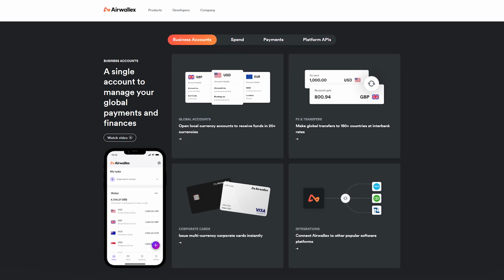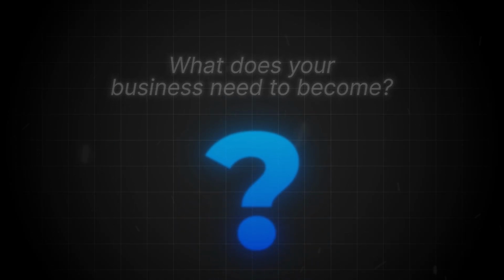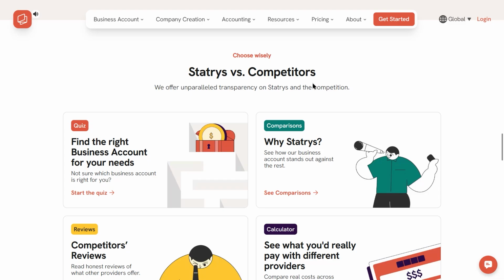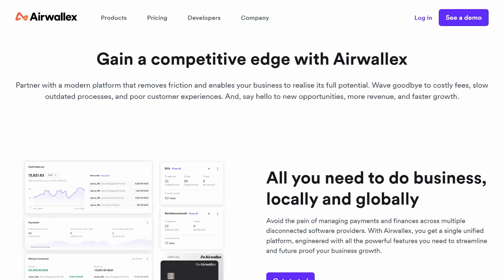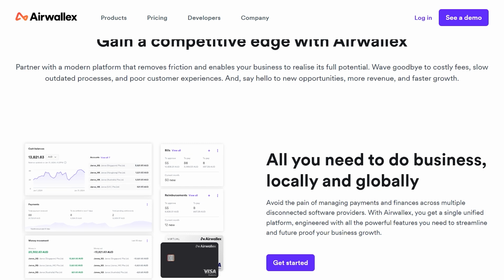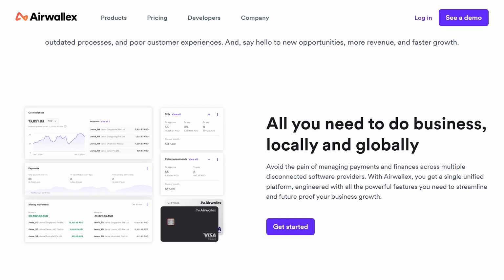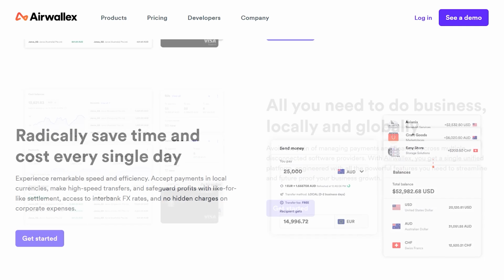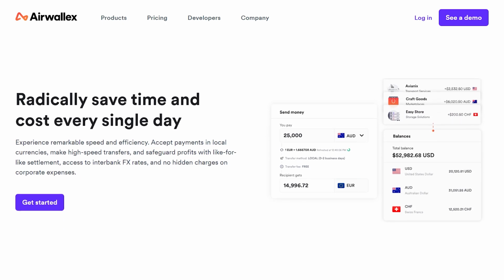But when you compare the feature sets of these two programs side by side, the question becomes, what does your business need? What does it actually need? If you need basic international banking with good support, Statrys covers it. But if you need a scalable financial hub that automates payables, manages global spend, embeds payments into your product, and gives you a unified view of worldwide cash flow, then Airwallex's feature depth is in a completely different league.